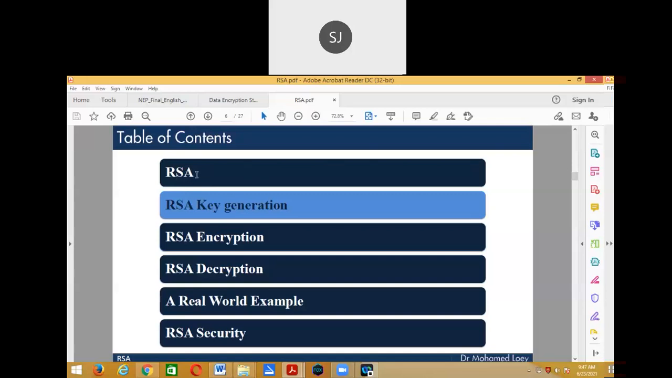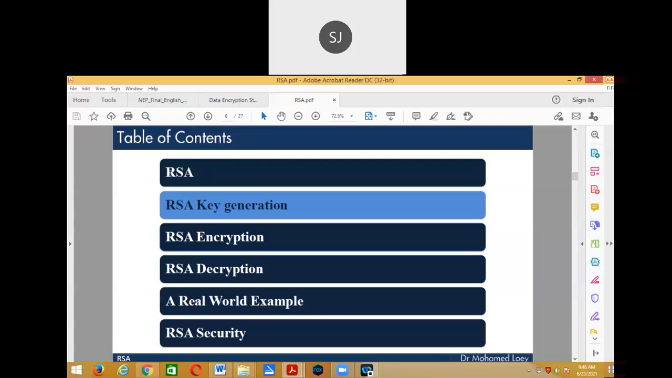Anybody knows the full form of RSA? What is R, what is S, what is A? It stands for Rivest, Shamir, Adleman. Good. These are the three scientists who were involved in developing this RSA: Rivest, Shamir, and Adleman.